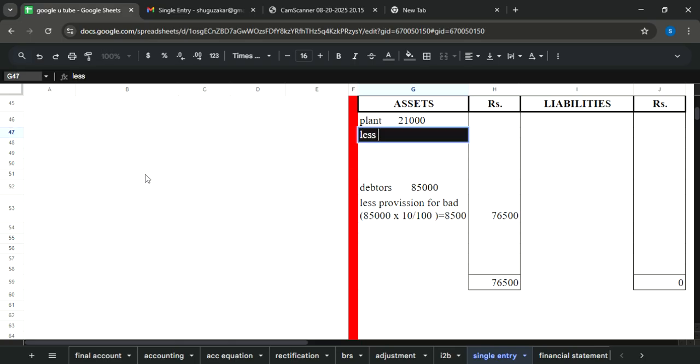as 15%. So let's calculate depreciation. 21,000 was the amount, and you will take 15%.